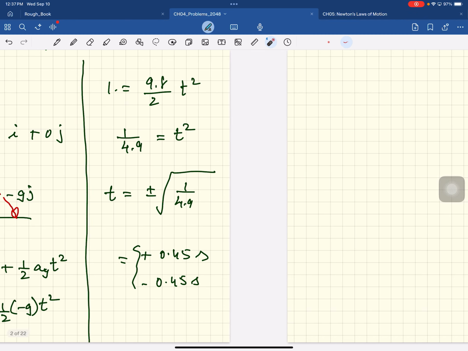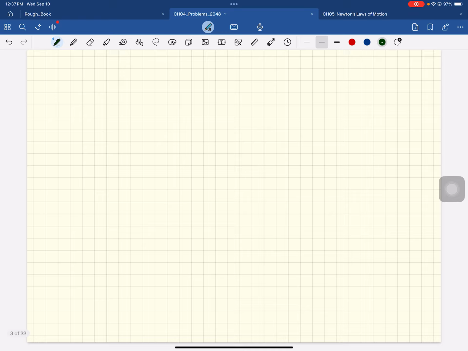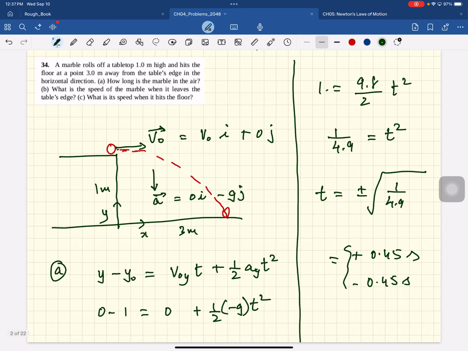Yeah. So now let's, I have a question. In part A, because you had 1 equals 4.9 t squared, did you multiply the 2 to both sides, or how did you get rid of 2 on the bottom of that? 9.8 divided by 2 is 4.9. Oh, you did it, okay, I get it.